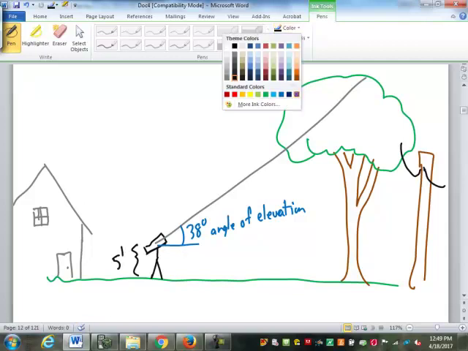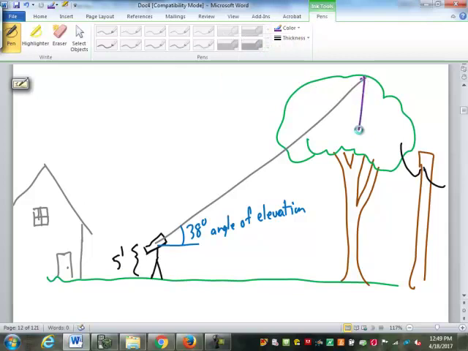And let's say Mike measures from the center line of the tree, right below where that is. This distance here comes out to be, let's call it 89 feet. He wants to know how tall that tree is.